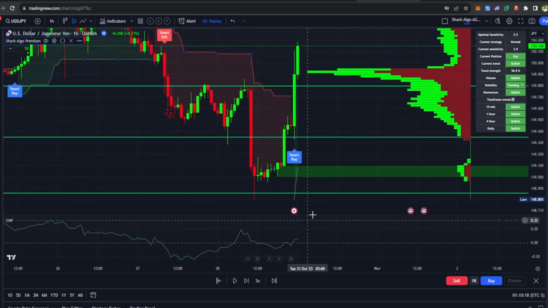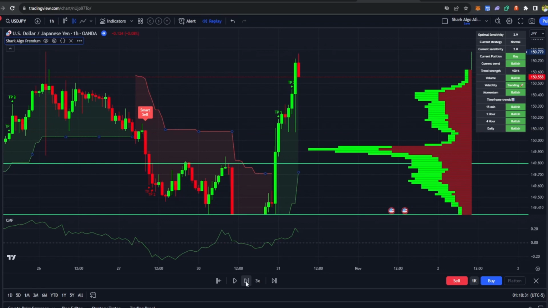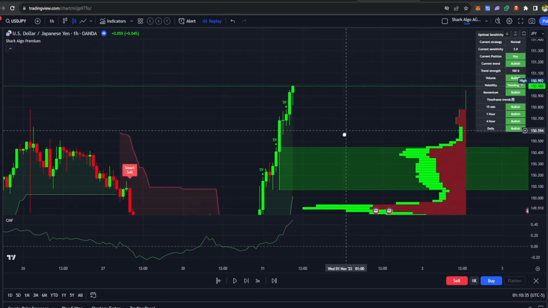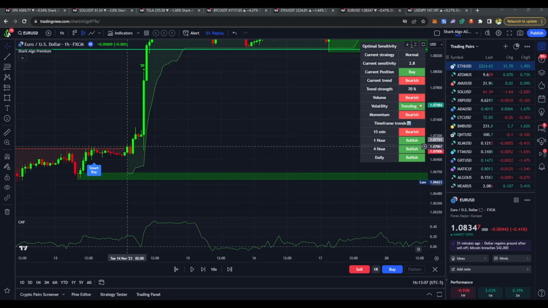As I mentioned earlier, it's important to use the Shark Algo with the CMF, as the CMF will provide many false signals if you don't use the Shark Algo to filter out and decode only the best signals. So now let's quickly review the criteria and the steps before you go on and try this strategy for yourself.